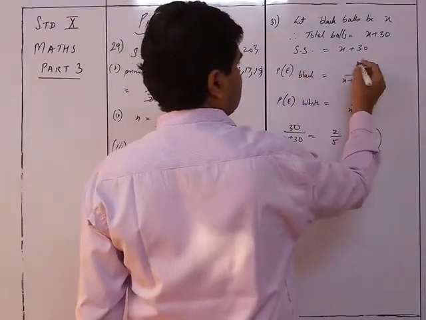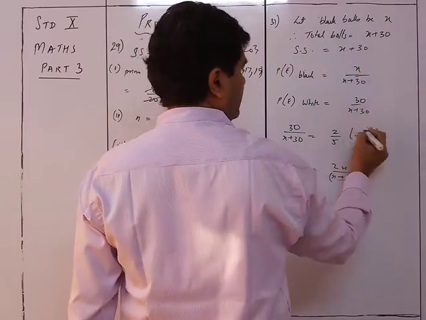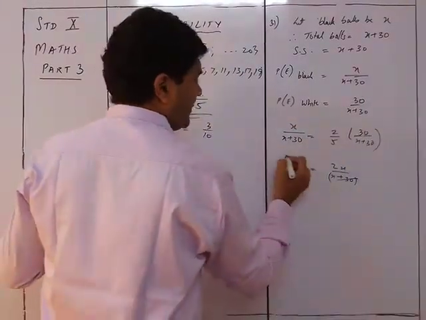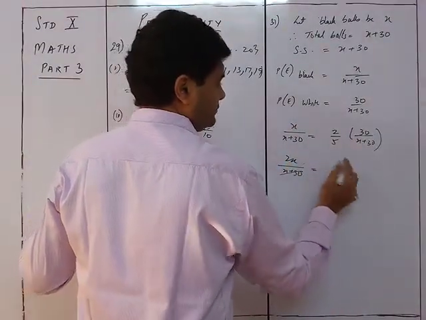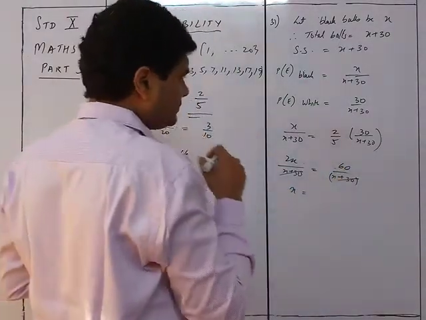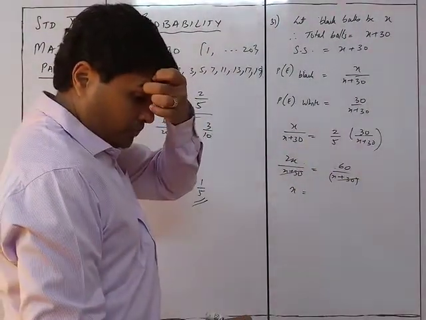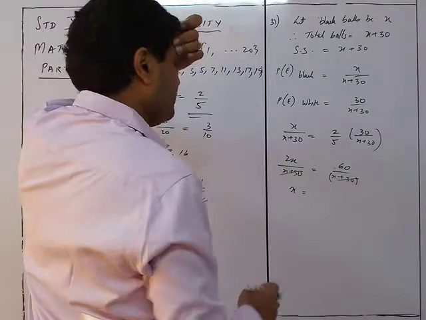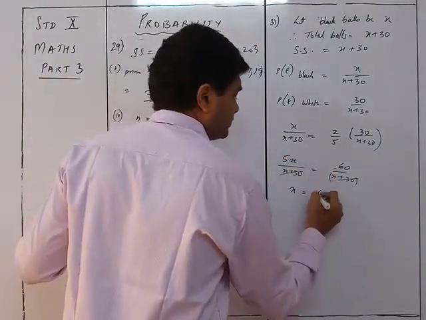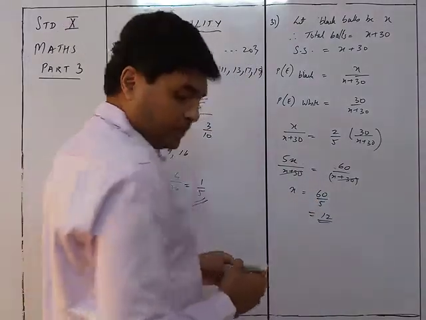Black will be X and white will be 30. So here it will be 30 and here it is X. So this is 2X... sorry, 5X is equal to 60, so X is equal to 60 upon 5, which is 12. So there are 12 black balls.